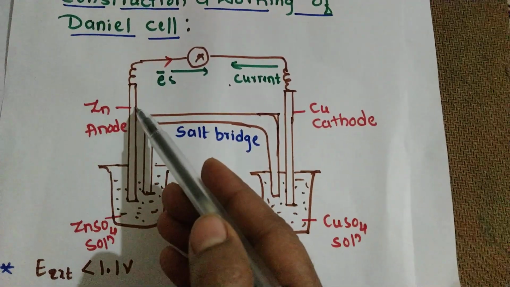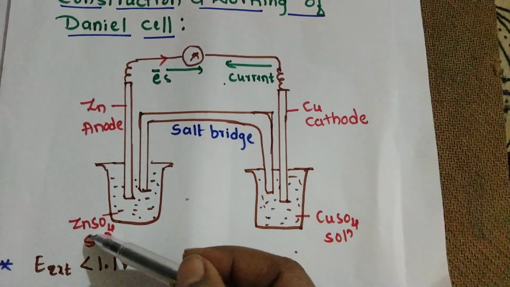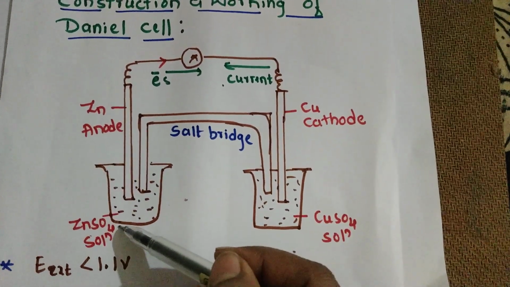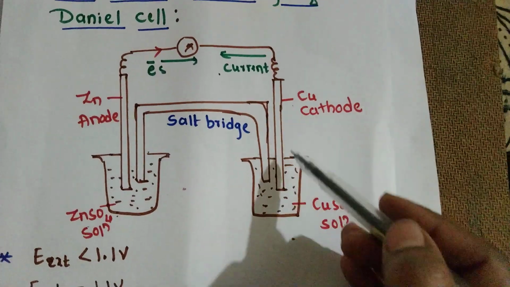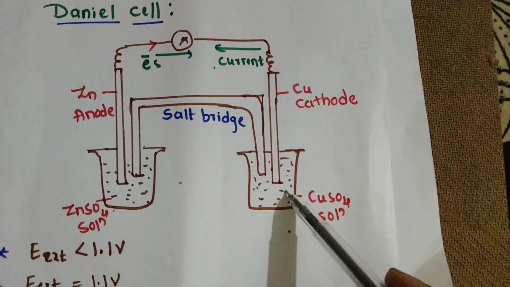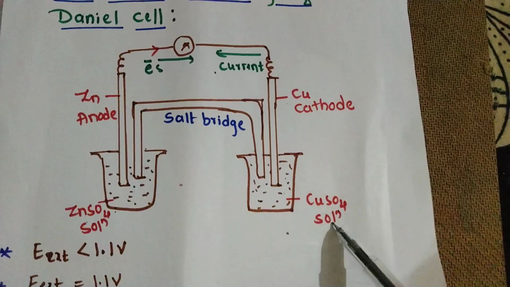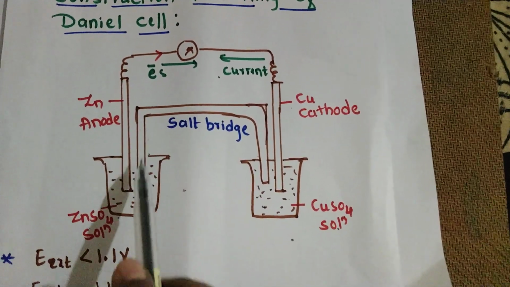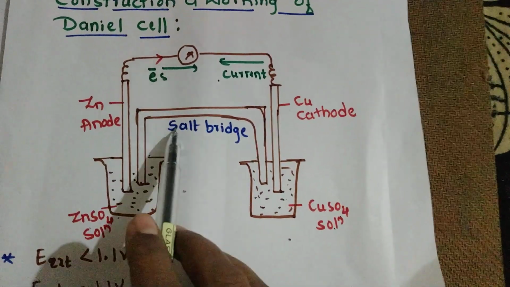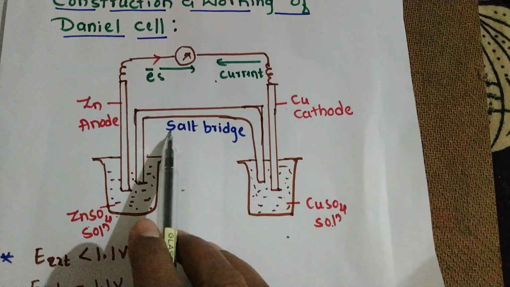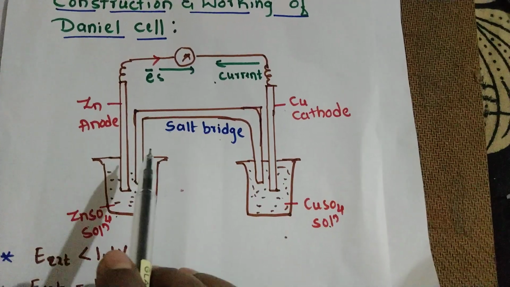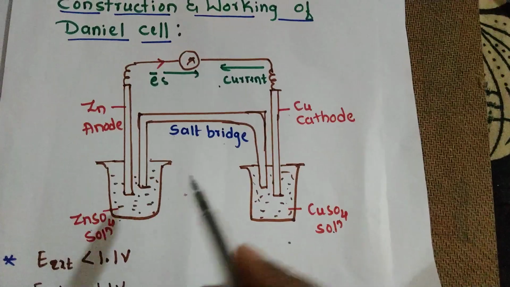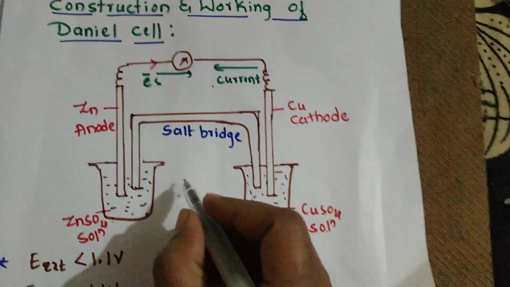The zinc rod is dipped into a 1 molar zinc sulfate solution, and the copper rod is dipped into a 1 molar copper sulfate solution. These two solutions are interconnected with the help of a salt bridge. We know that a salt bridge is a U-shaped glass tube containing agar.